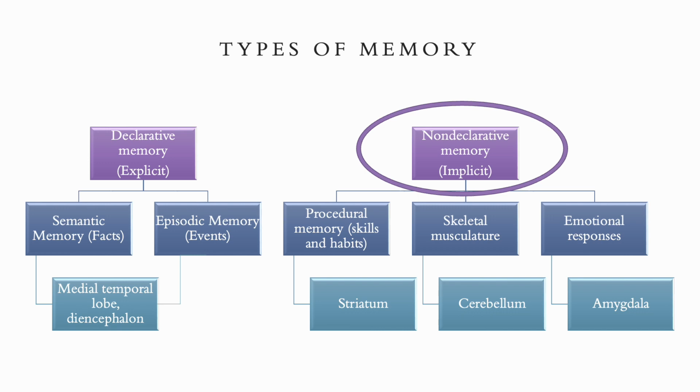First, we're going to focus on non-declarative memory, which is also known as implicit memory. As I previously mentioned, there are three key subtypes of non-declarative memories, including procedural, skeletal musculature, and emotional responses. First, we're going to cover procedural memory, which is essentially our skills and habits like driving and riding a bike. These types of memories are largely regulated by the basal ganglia and the striatum. Skeletal musculature is largely regulated by the cerebellum, whereas emotional responses are largely going to be activating the amygdala.